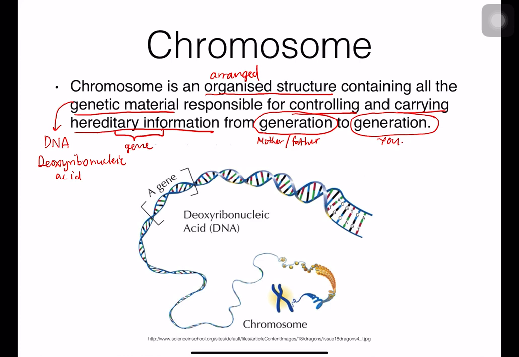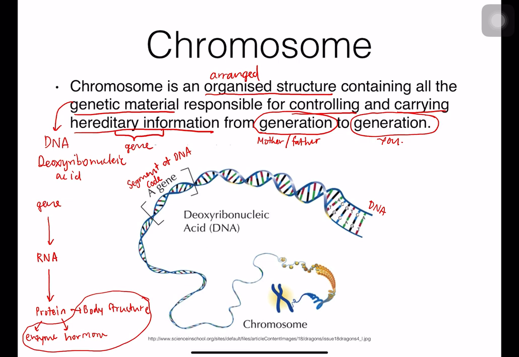And how do we organize this? The first step here, we have the DNA. This is the level of DNA, and the DNA contains segments. A segment of the DNA contains the code, and this code we call a gene. After this, the gene gets transferred into the next step, which we call RNA. RNA then transfers this information into protein. And this protein can become enzymes, hormones, and body structures, like your muscle. All these three things provide the body characters.